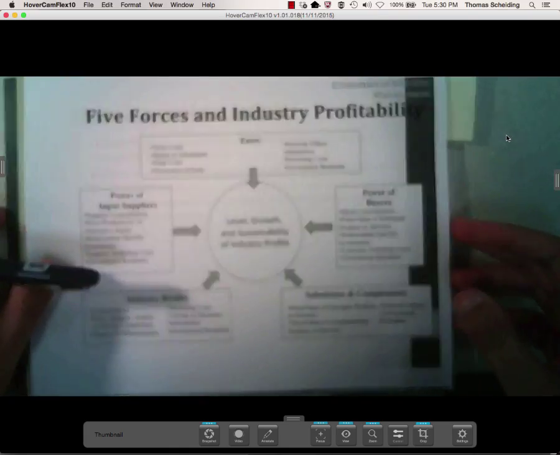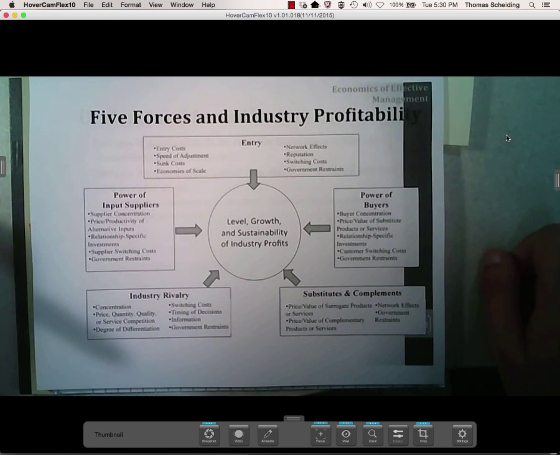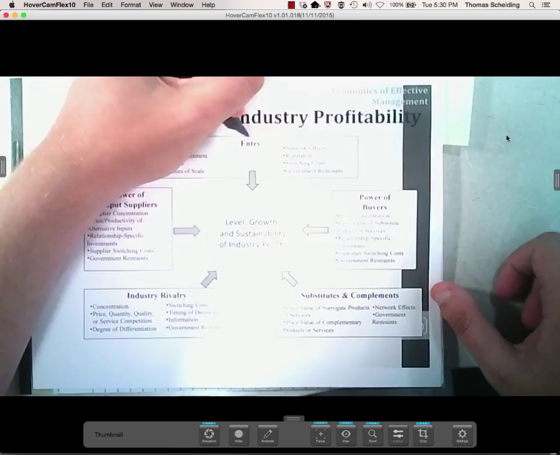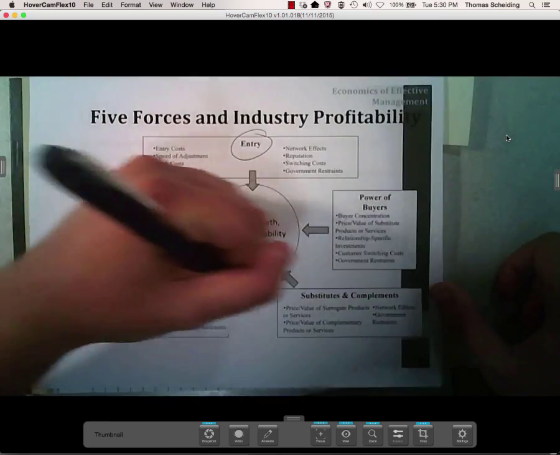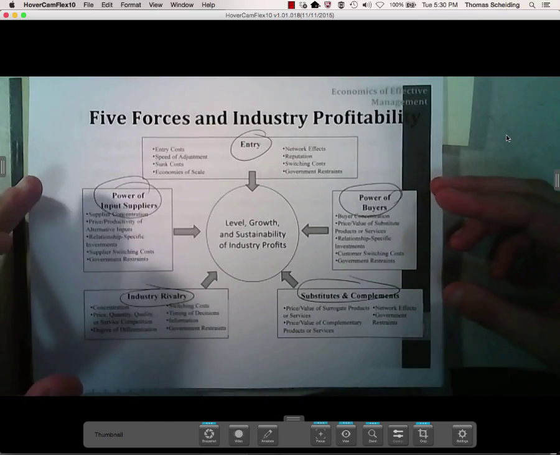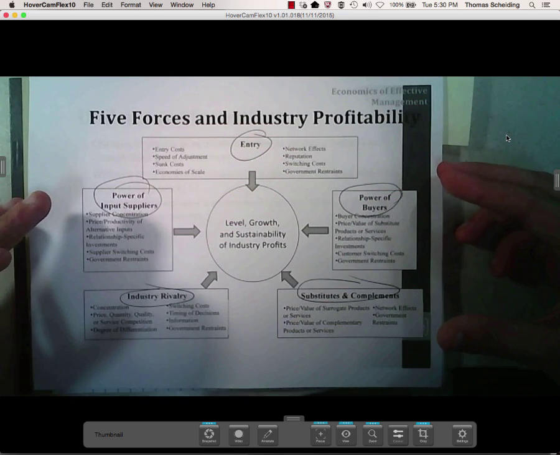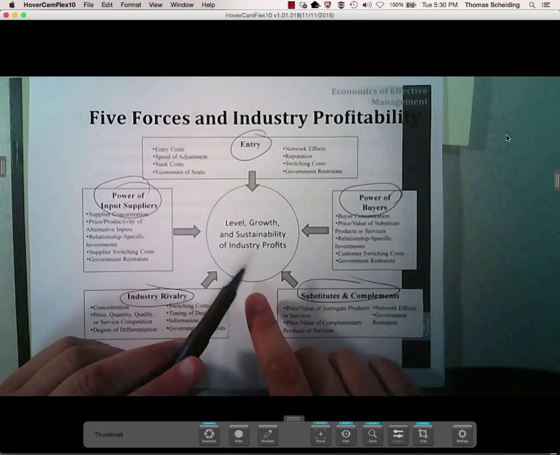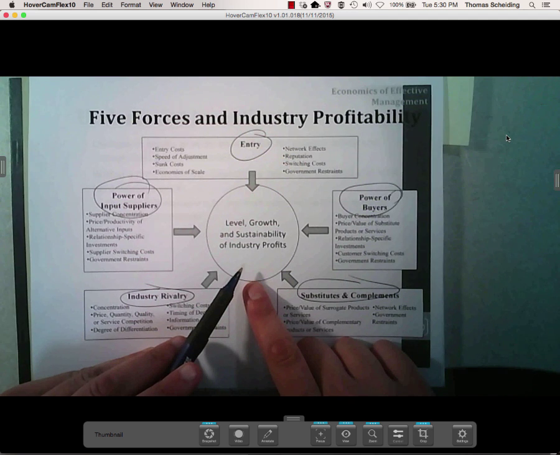Now, when we look at the firm, there's this tendency to use what's called the 5 forces model. And what that 5 forces model does is it looks at entry, the input suppliers, rivalry, substitutes, and power of buyers. It's looking at how each of these 5 forces contribute individually to growth within the firm, profits within the industry, the size of the firm.